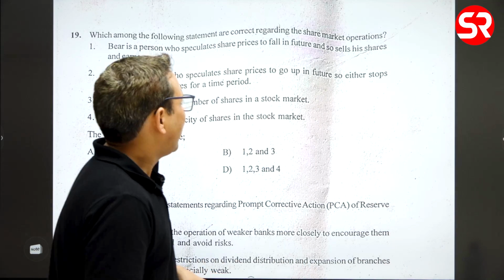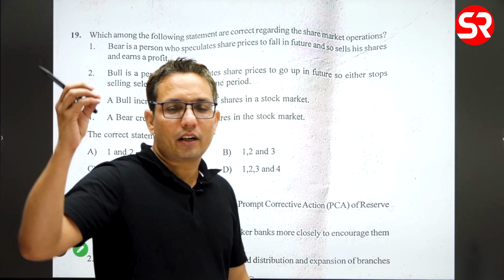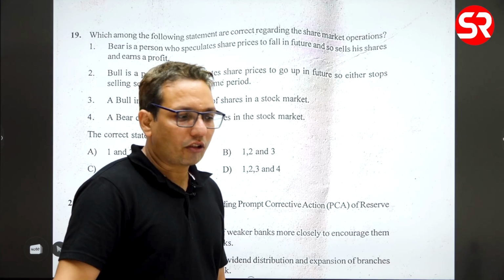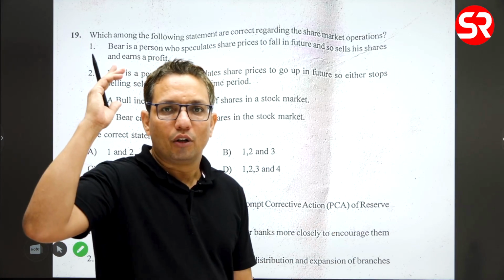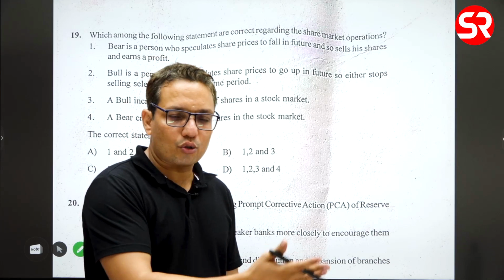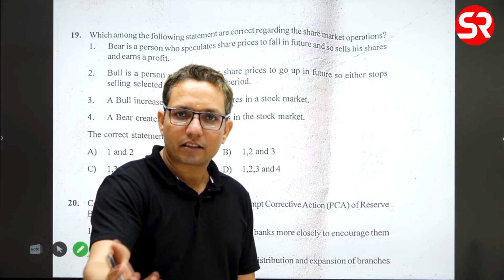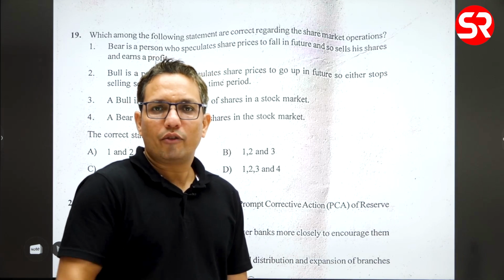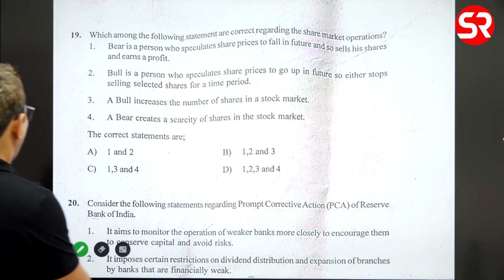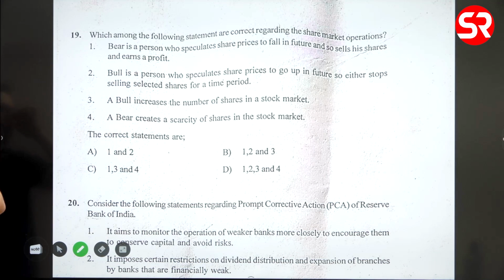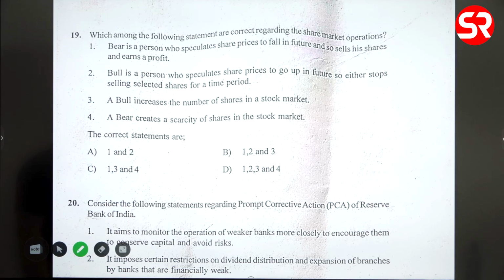All right. On top of that, the stock market has been going down in the last 6 months, and for the last 2 years, the stock market was going up. So all these things were in the news. For the last 2 years, the stock market was bullish. In the last 6 months, the stock market is bearish. We need to know these terms. So, which among the following statements are correct regarding the share market operations?